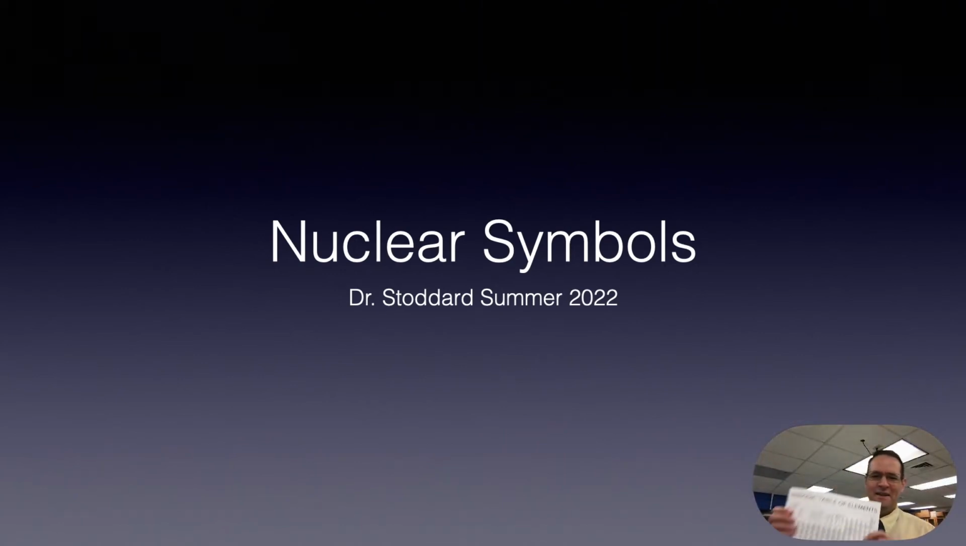Hello everybody. For this video you're going to need to grab your periodic table and perhaps your calculator if you don't want to do addition or subtraction in your head. So today we're going to be talking about nuclear symbols. Nuclear symbols are notations used to indicate the number of protons, neutrons, and electrons in atoms and ions. And it's useful to quickly find out the charge or the mass of an individual atom or ion.